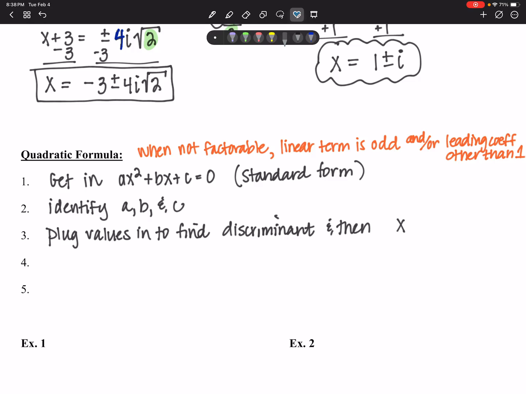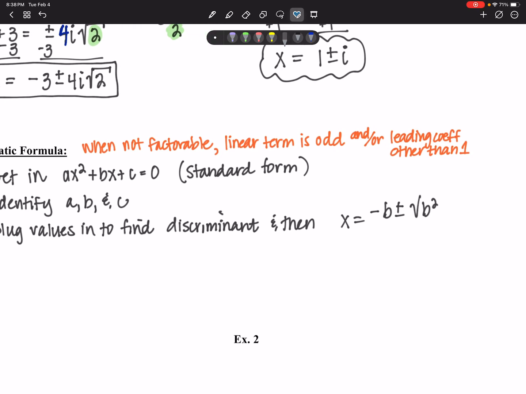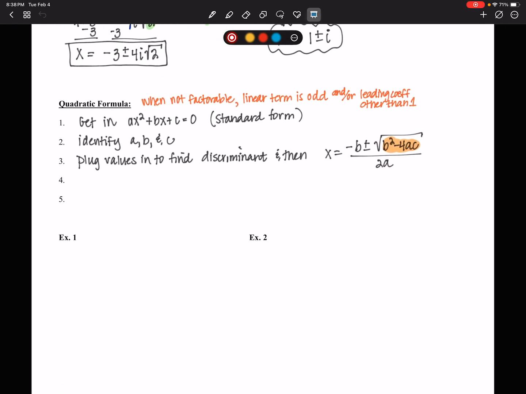And then x equals the opposite of b plus or minus the square root of b squared minus 4ac all over 2a. But we practiced solving for b squared minus 4ac first, determining how many solutions and what type we're going to have, and then filling in these other two values along with this one. And I'll model that for you in case you've forgotten.